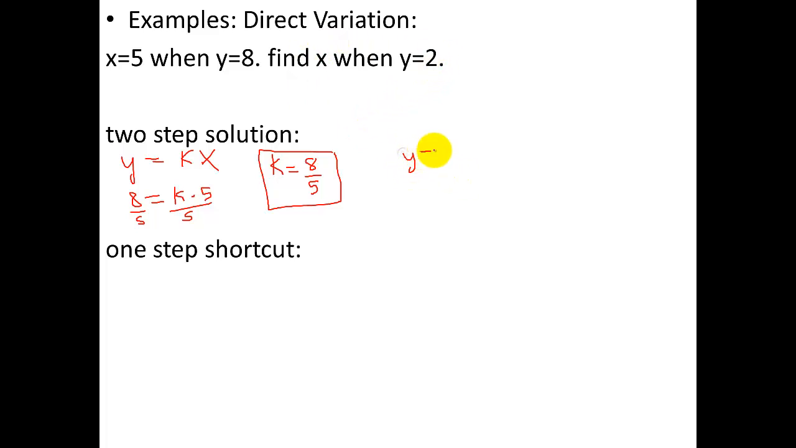Now it says, find x when y is 2. So we write the equation again. We plug in a 2 right here. K, I found out, is 8/5.